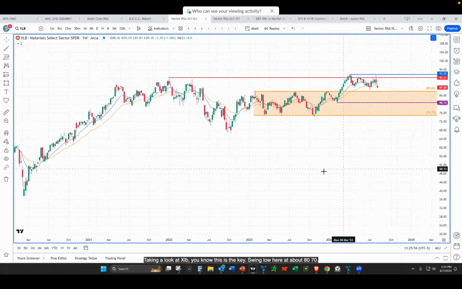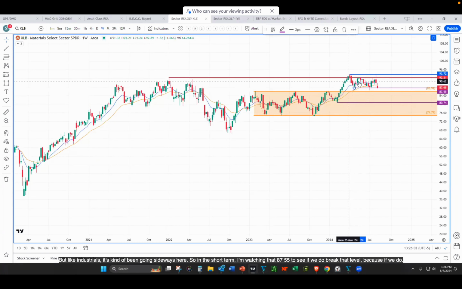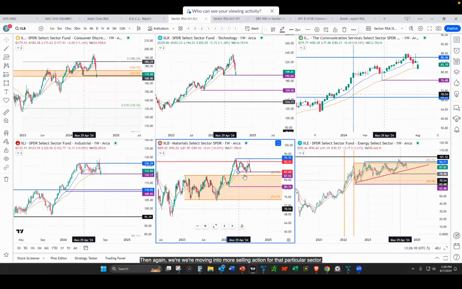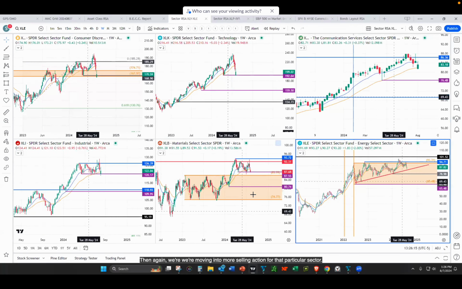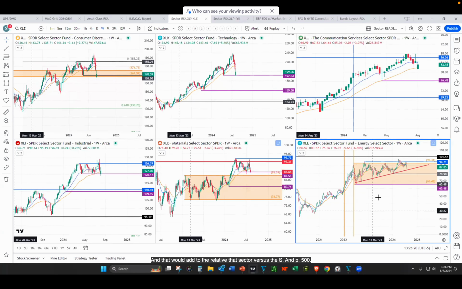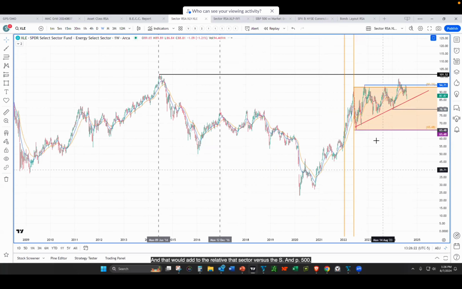Taking a look at XLB, this is the key swing low here at about 80.74. But like industrials, it's kind of been going sideways here. So in the short term, I'm watching that 87.55 to see if we do break that level, because if we do, then again, we're moving into more selling action for that particular sector. And that would add to the relative weakness for that sector versus the S&P 500.